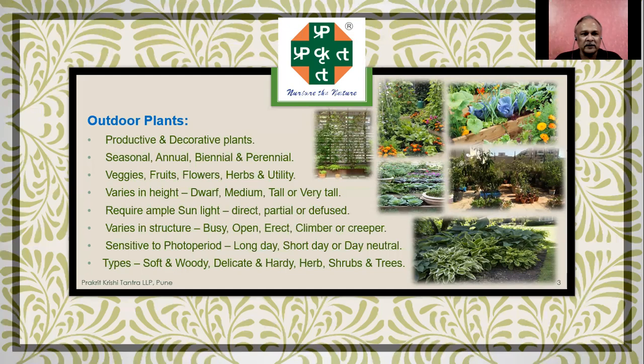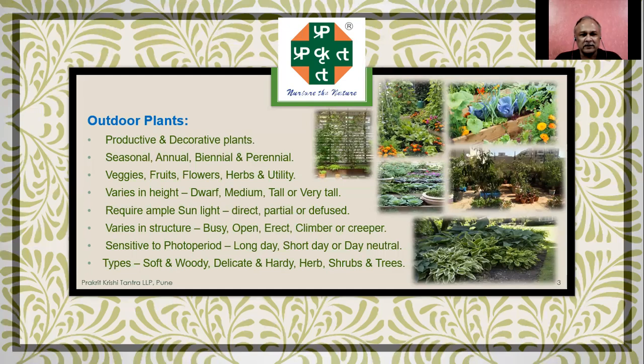Then further, it can be grouped into seasonal, annual, biennial, and perennial. Some plants are seasonal, like seasonal vegetables and seasonal flowers, or some are annual, and some are two years, biennial, or some are multiple years, many years, or perennials. Similarly, further grouping is possible into veggies, vegetables, fruits, flowers, herbs, and other kinds of utility plants. For example, certain medicinal plants or certain herbs can come into the utility group.